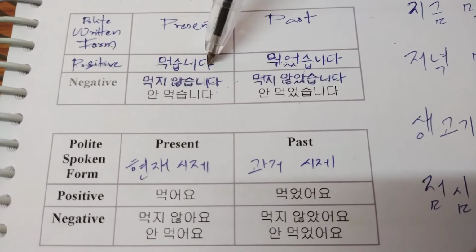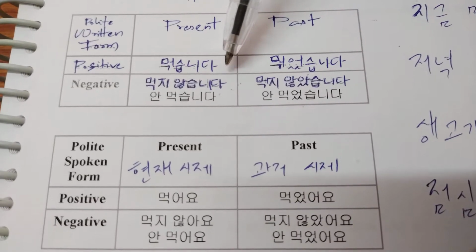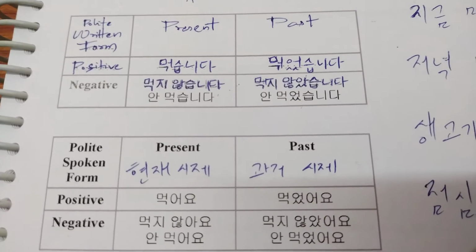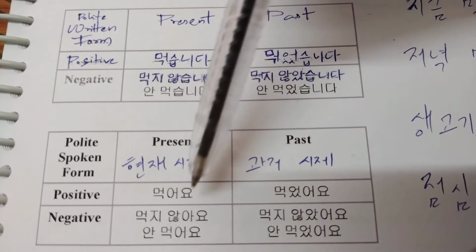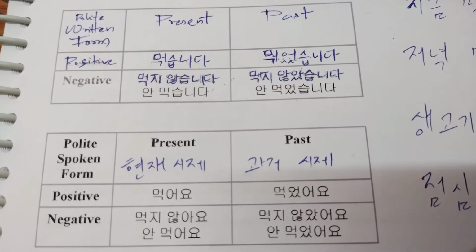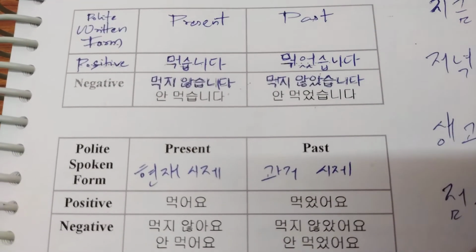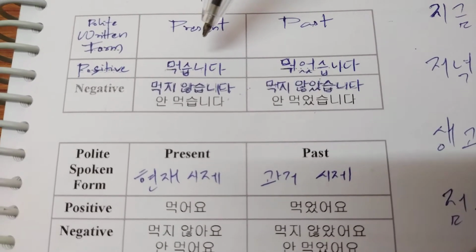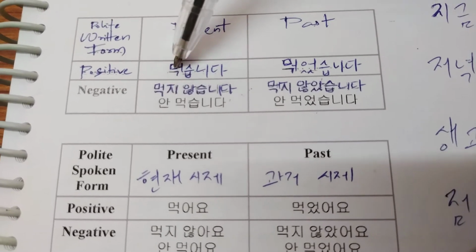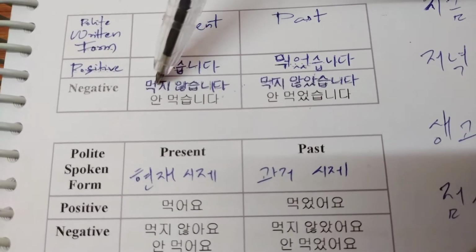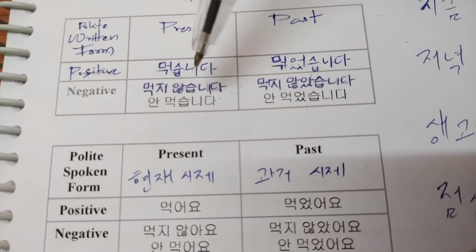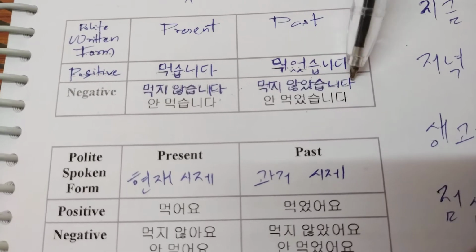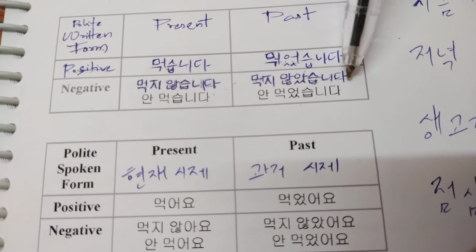The 습니다 form is used both in writing and speaking, and it is a more formal form than the yo form. So 먹다, the present tense, that is 현재 시제 or 현재형, is 먹습니다, 먹지 않습니다, 안 먹습니다. The past tense is 먹었습니다, 먹지 않았습니다, 안 먹었습니다.